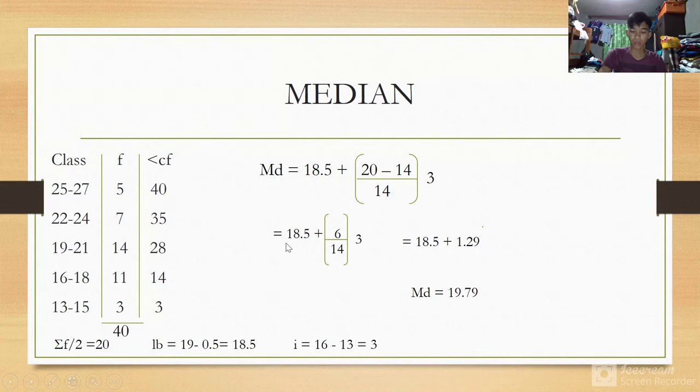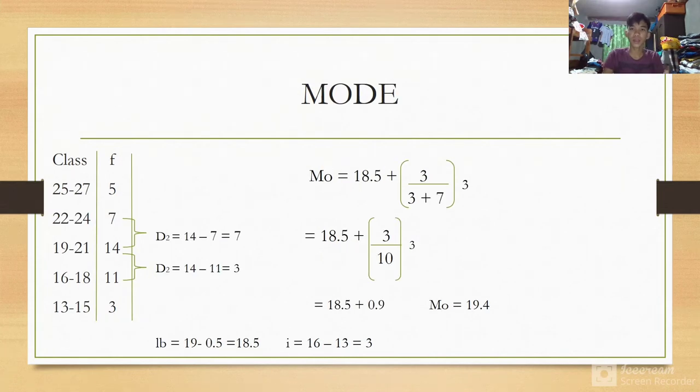This is equal to 18.5 plus the product of 6 divided by 14 and 3, which equals 18.5 plus 1.29. So our median, we add them: 18.5 plus 1.29, our median is 19.79.